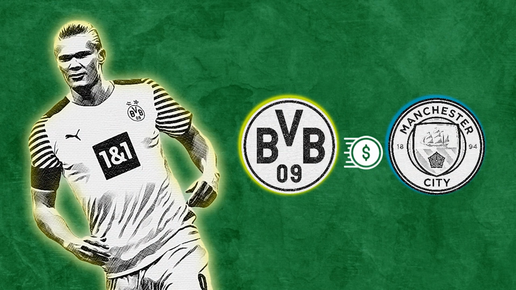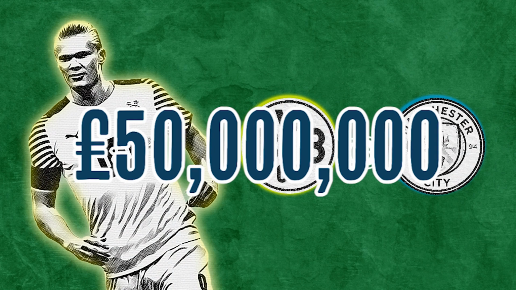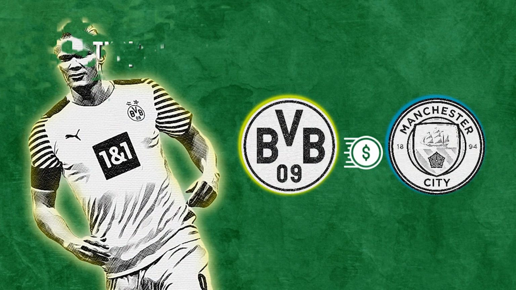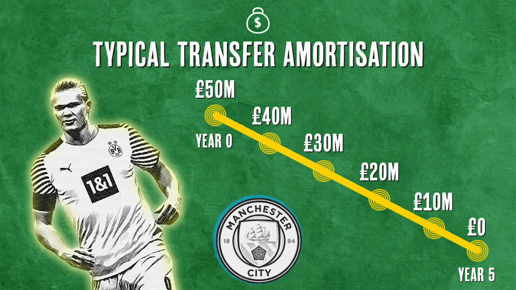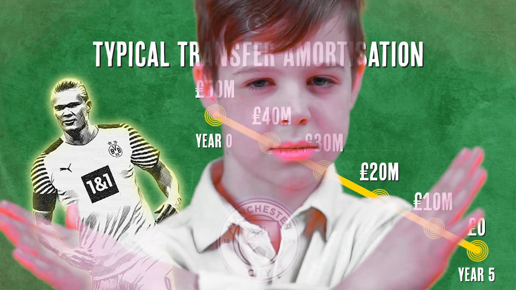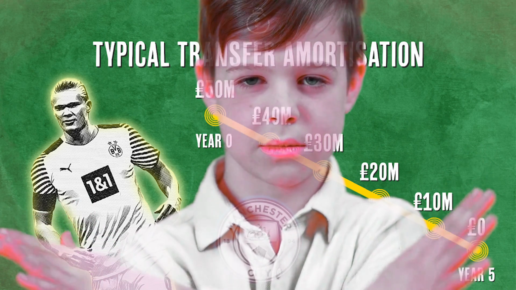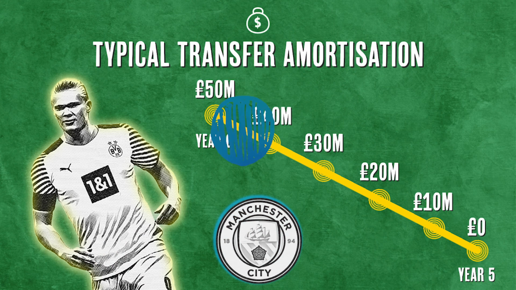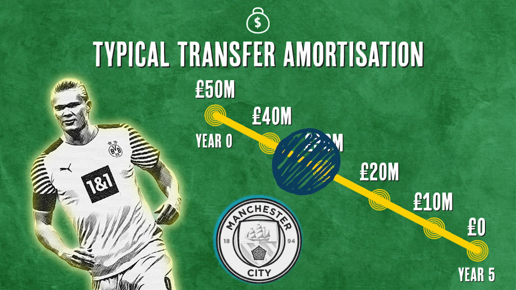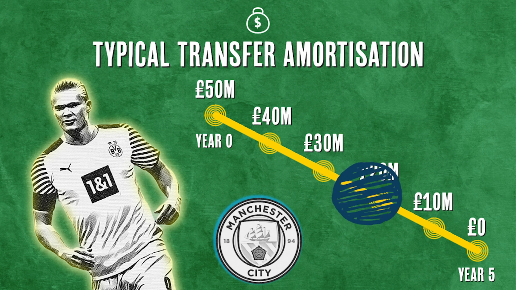Manchester City has just purchased Erling Haaland for around £50 million, and for the sake of this exercise, let's imagine that he signs a 5-year contract. Most fans would think that Manchester City needs to show a £50 million loss for the fee paid, but that's actually not the case, and here's where amortization comes in. Amortization is an accounting practice that allows teams to show that loss over the course of a player's contract.